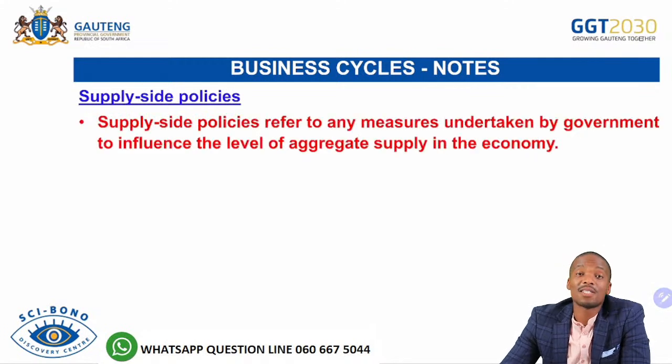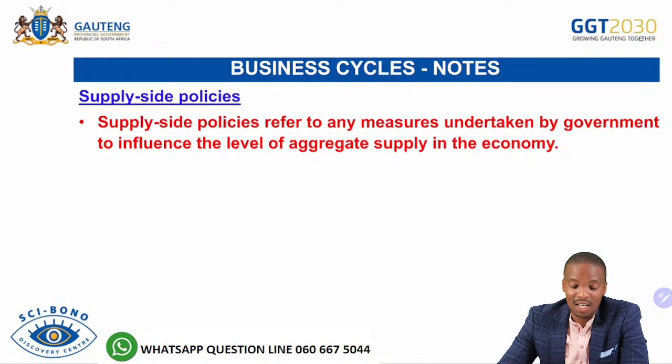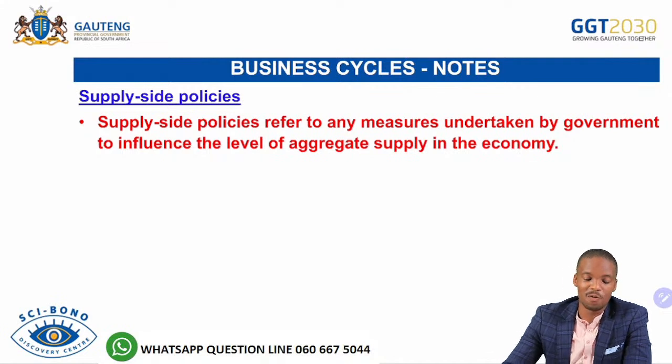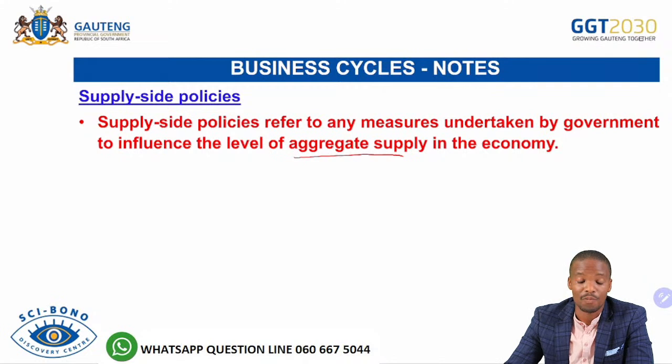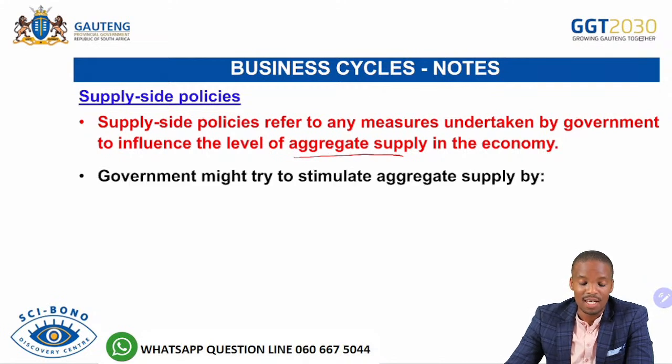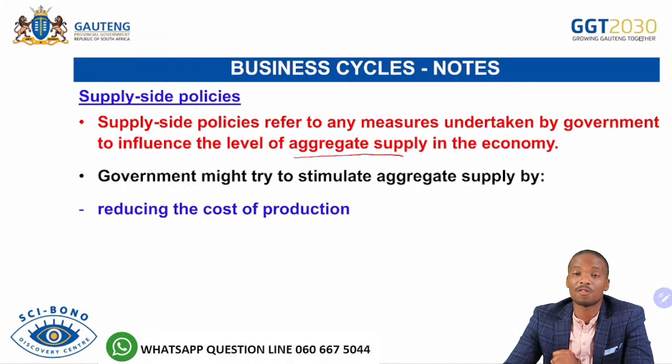Supply side policies refers to any measure undertaken by the government to influence the level of aggregate demand in the economy. The government can try to stimulate aggregate supply by the following three measures. Number one, they can reduce the cost of production.